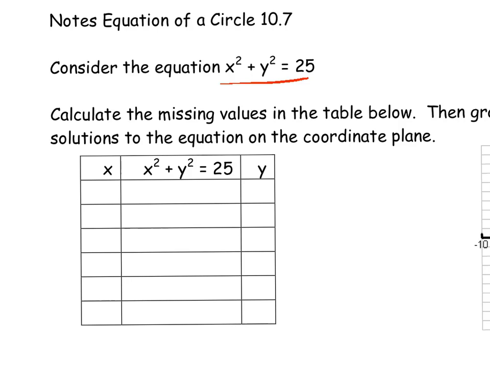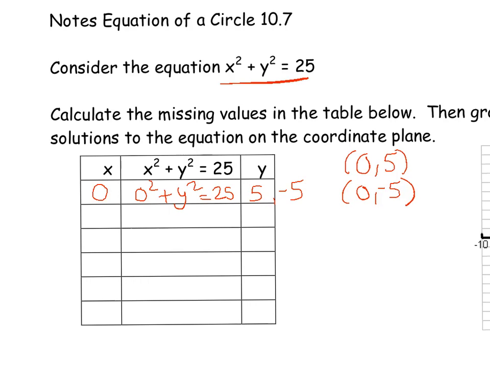So let's do that. We're going to start with my favorite value, which is 0. And so I'm going to substitute that in, and I get 0 squared plus y squared equals 25, which means that I have y squared equals 25, so y equals 5. But it also equals negative 5, because when I take the square root of something, it has both a positive and a negative root. So I have two pairs from that. I have (0, 5) and (0, negative 5).